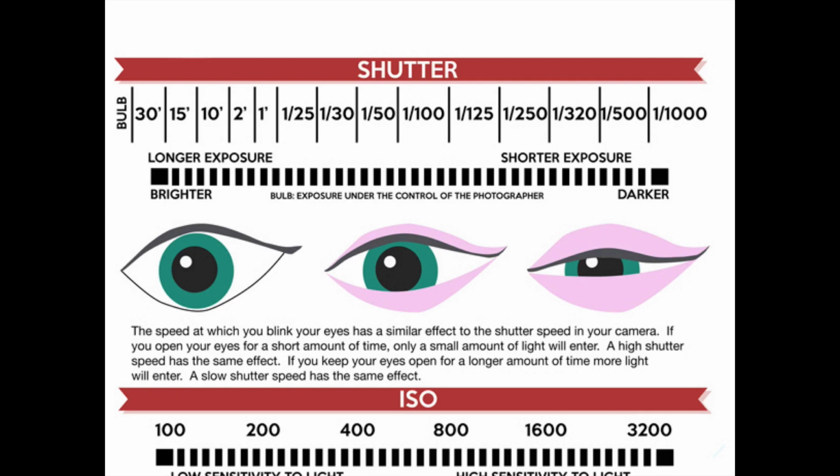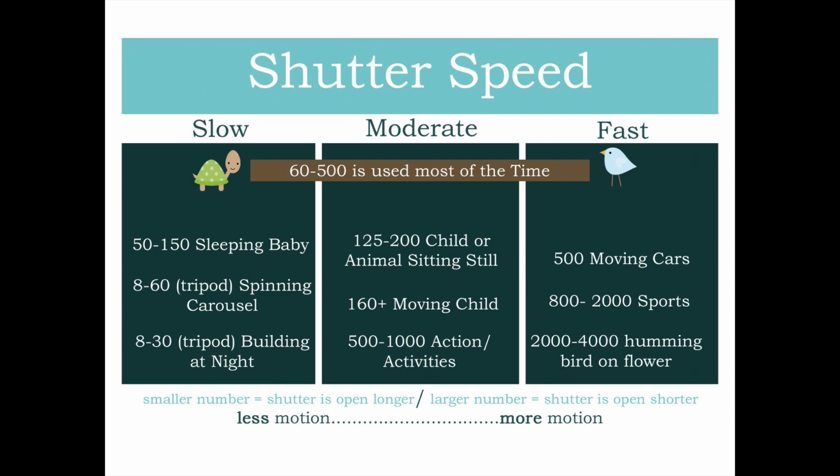On your camera, if it happens to be a DSLR or some of the more advanced mirrorless cameras, you can go all the way up to 15 seconds, 30 seconds, or hold it open indefinitely if you have it on bulb. And if you go all the way up to say 5,000 or 4,000, 10,000, whatever your shutter speed will go up to, that is going to give you less light into the camera, and it is mainly used for extremely bright situations. So this is a good guide right here. You can use slower shutter speeds for a sleeping baby, maybe a spinning carousel, a building at night.